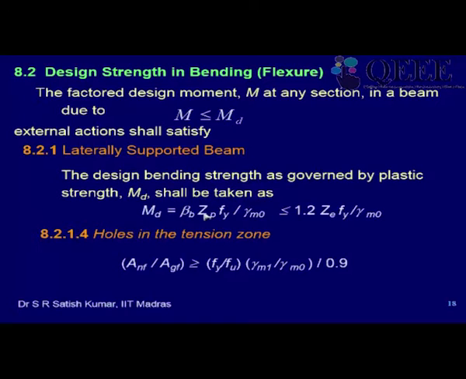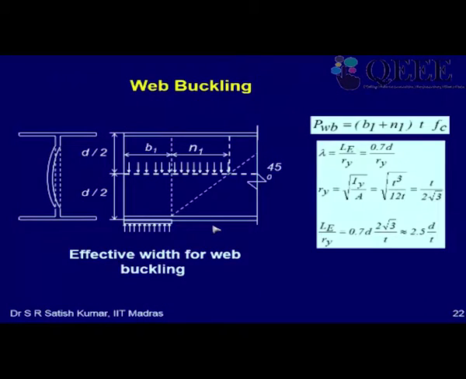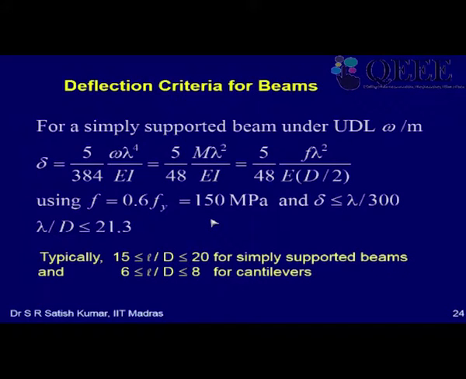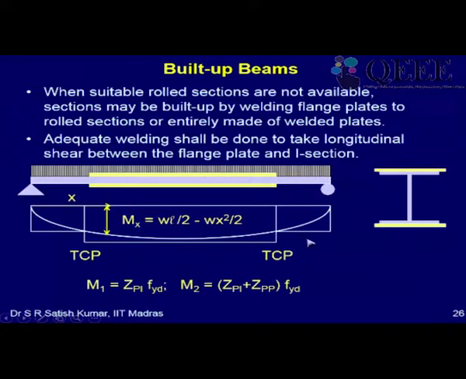In IS 800 itself, in the last page as appendix, I think J, they have given all these ZP values for various sections. I have to choose a section which has ZP more than the required value, and that will satisfy the limit state of collapse condition. Then I will use the moment of inertia to calculate the deflection and clear the deflection check. Then the shear check, web buckling check, and web crippling check. These checks I have to pass.